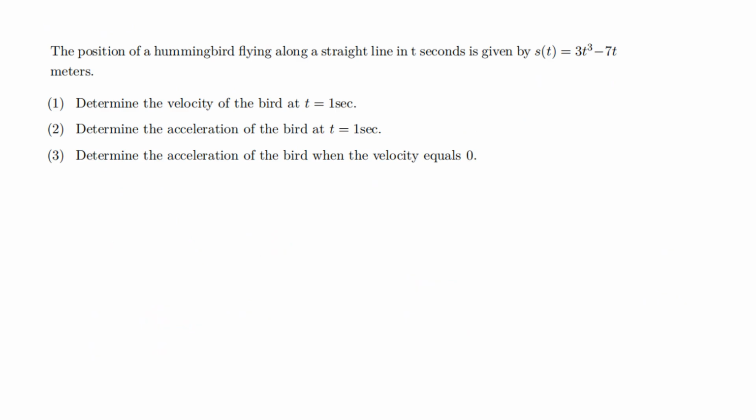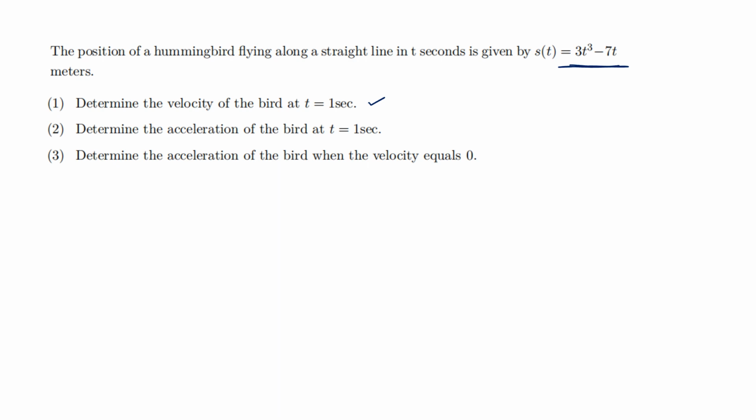Let us consider this problem. The position of a hummingbird flying along a straight line in t seconds is given by s of t equal to 3t cube minus 7t in meters. Determine the velocity of the bird at t equal to 1 second. So we have to find out the v of t and t replaced by 1.